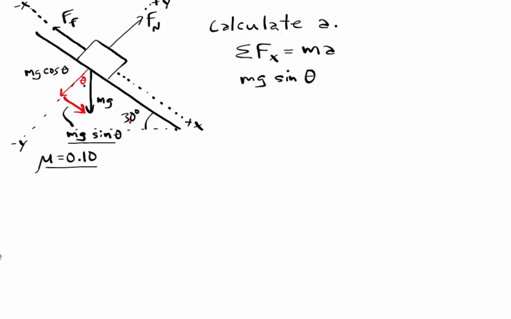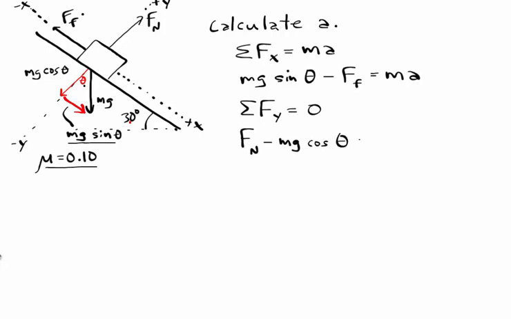The only force pointing opposite that is the friction force. And what's it equal to? ma. Now, in the y direction, we're going to have no acceleration because we're not moving in that direction. So what that's going to do for us is it's going to say that the normal force minus mg cosine theta is equal to 0, which means they're equal to each other, right? Fn equals mg cosine of theta.